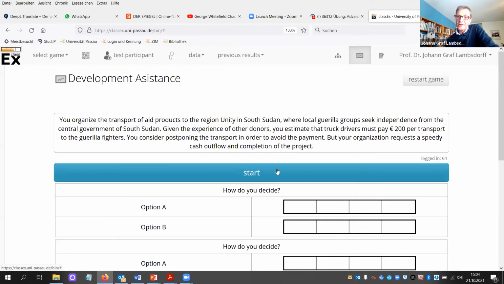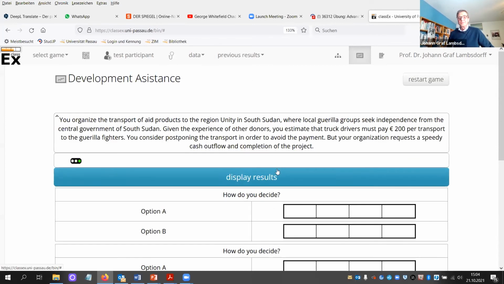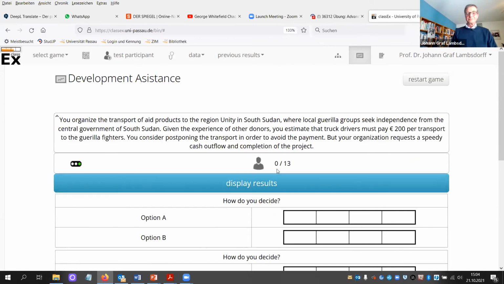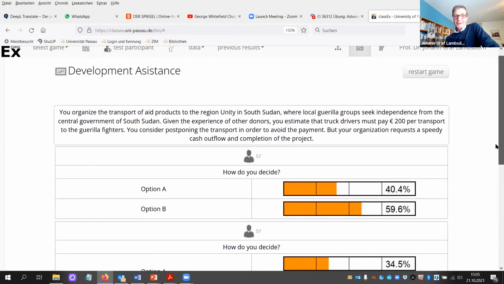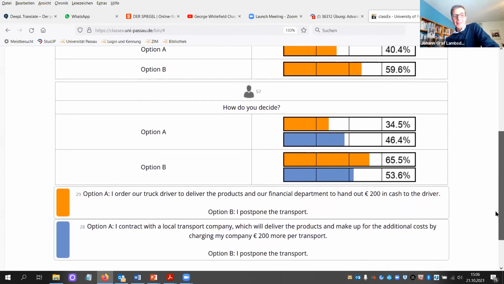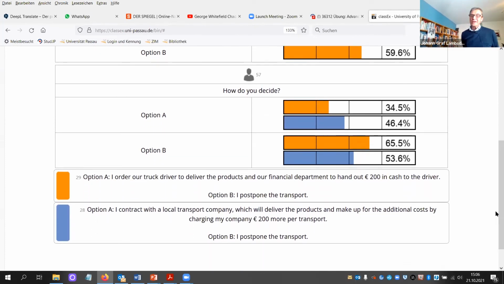So please make up your mind, and now I start, and you insert your choice. Okay, thank you. And now I will display the results, and I'm looking forward to this. Now, what I did not tell you was that for some of you, the instructions differed a little as compared to those of the others. In particular, the two options were different.